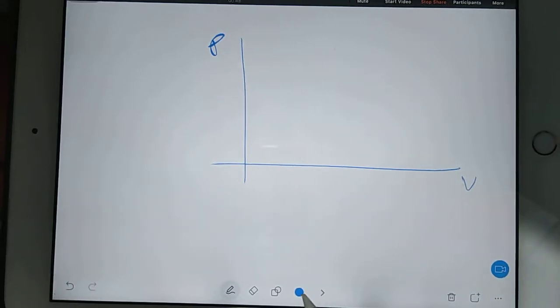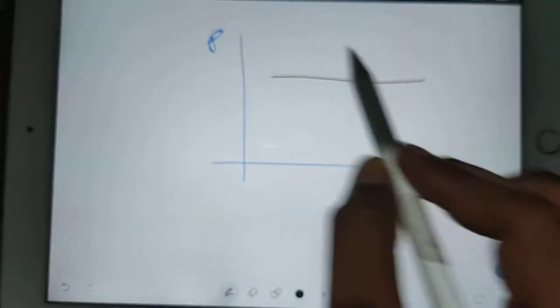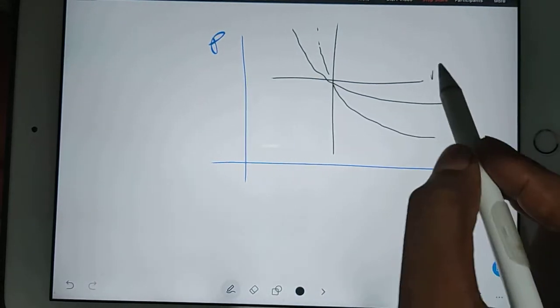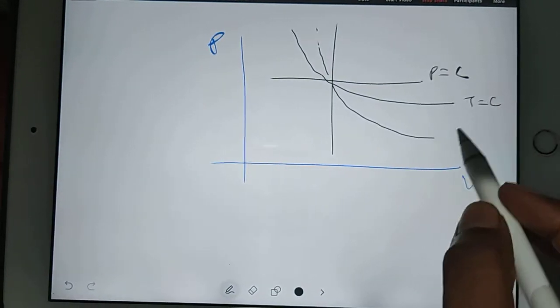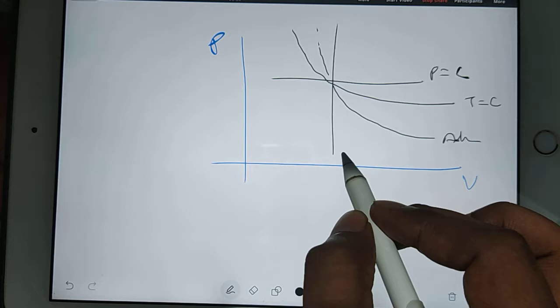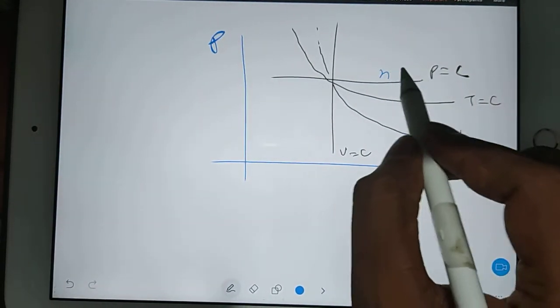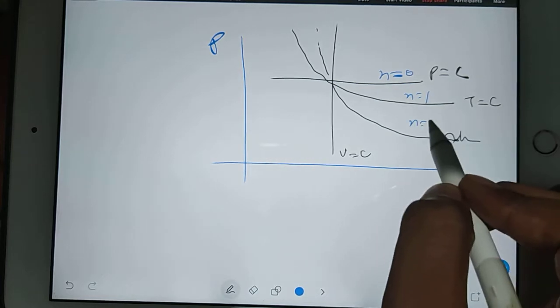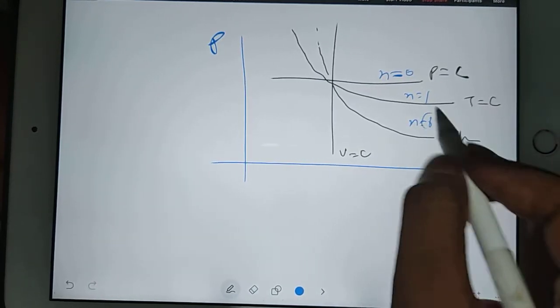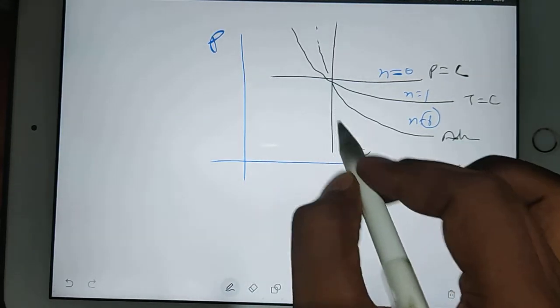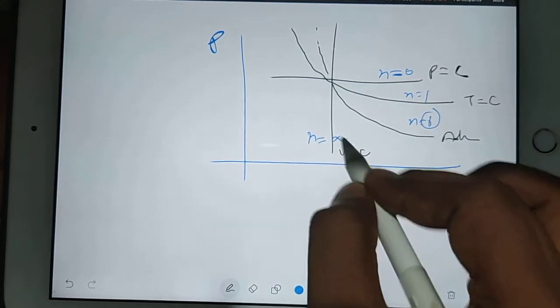So what I was explaining here, you have a PV diagram, and if you draw these popular curves, they come like this. Here pressure is constant, here temperature is constant, here adiabatic curve, and here volume is constant. Or you can write them in terms of n. Here n is 0, here n is 1, here n is equal to gamma, and remember gamma has 3 values, 1.4, 1.6, 1.33, and here n is equal to infinite.